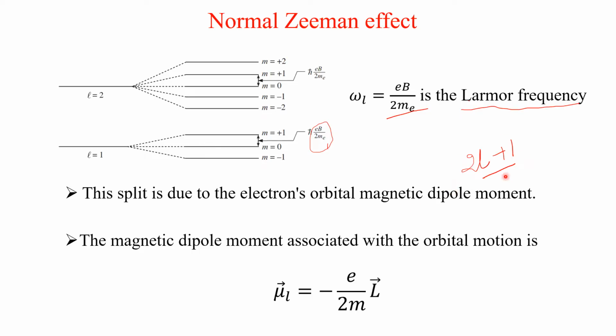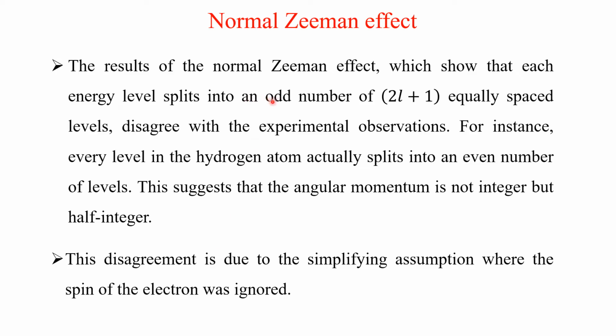That is one interesting thing. We will see that. Just now I told that in the case of normal Zeeman effect, the split will be an odd number, that is 2L plus 1. And also it is equally spaced. You might have noticed in my previous diagram, it is equally spaced with energy ħω_L, where ω_L is the Larmor angular frequency.